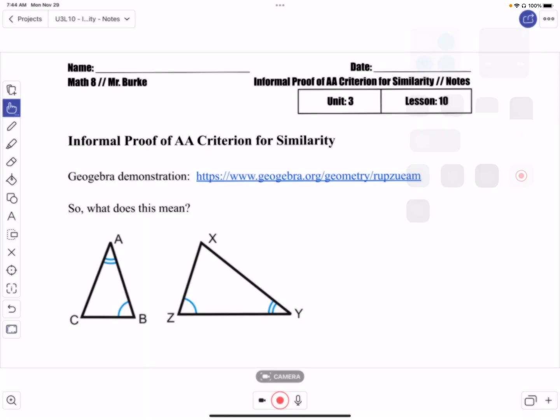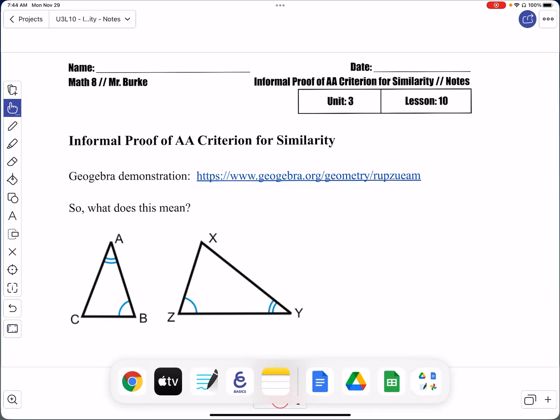All right, folks. So today this is Unit 3, Lesson 10. And what we're going to be talking about here is the informal proof of the angle-angle criteria for similarity. What that means is I'm actually going to show you that if you can show or prove that you've got two pairs of corresponding angles congruent in a pair of triangles, then that's enough to prove that they're similar.